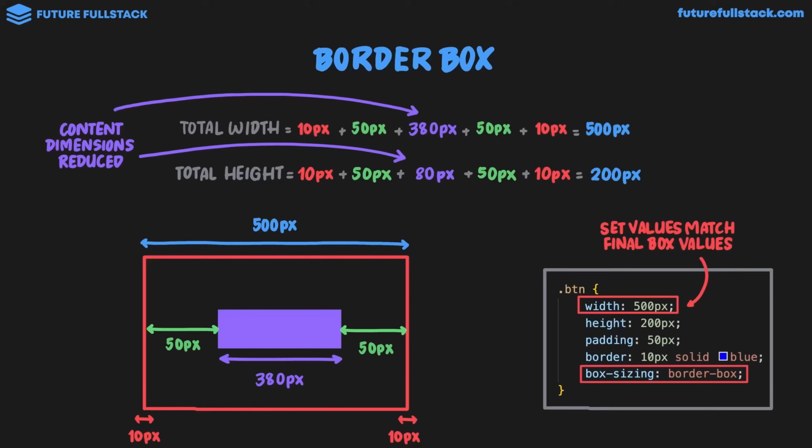calculated values. For the border box property, we can call them set values. Now when looking at the CSS properties, we have a width of 500 pixels, a height of 200 pixels. We can see straight away what the total width and height of our element will be. We don't need to do any calculations of the element in the browser. Let's play around with this in VS Code.